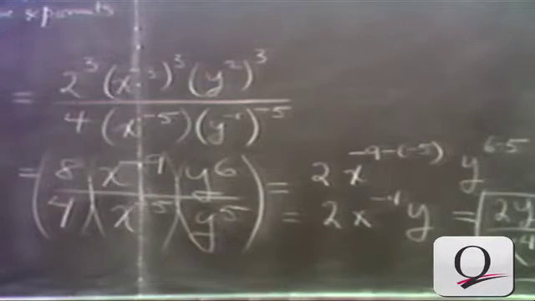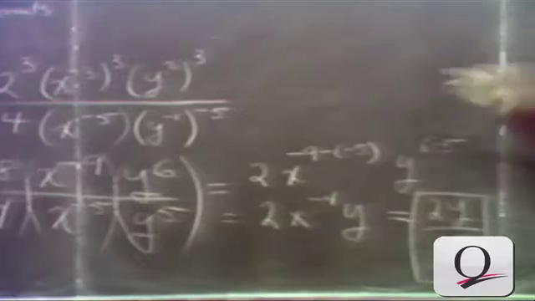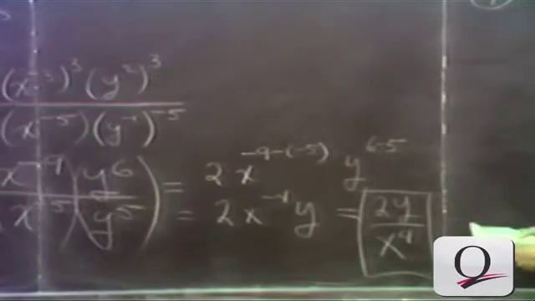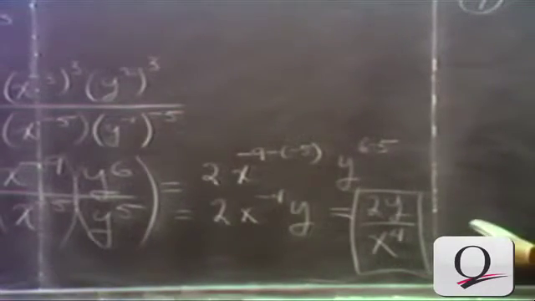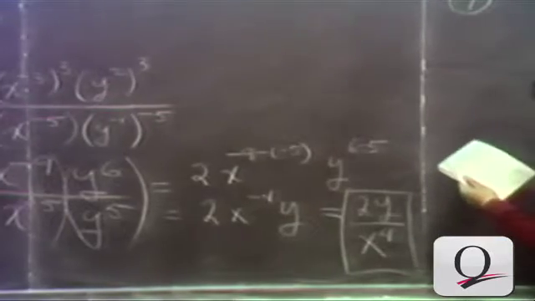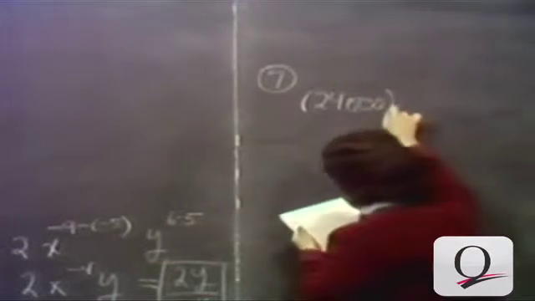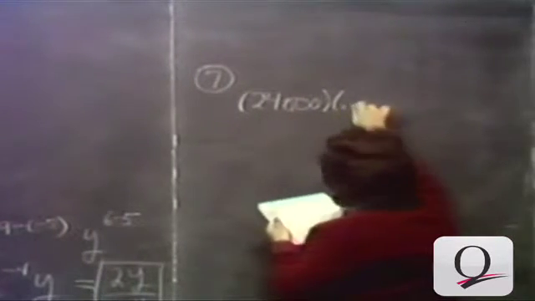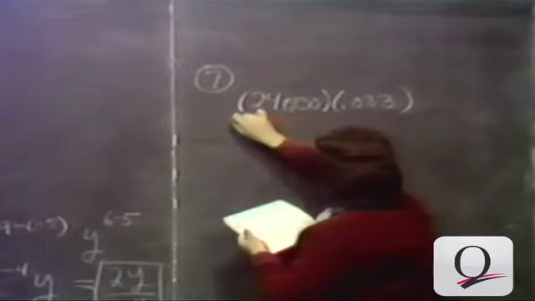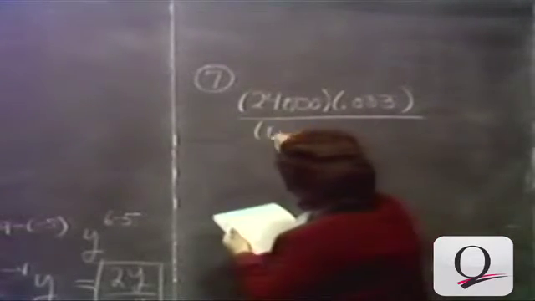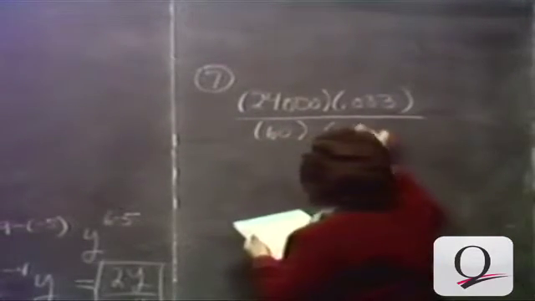In the following example, I would like to work out a problem which will eventually involve exponents. Right now, it just looks like a numerical example. It's a problem from arithmetic. 24,000 times 0.003 divided by 60 times 0.04.